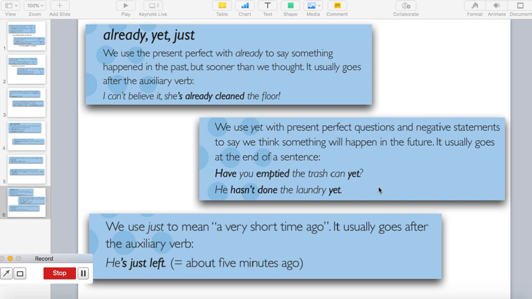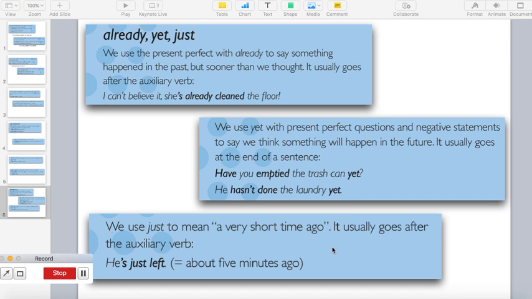Don't forget that. And finally, we have the word just. Do you remember the meaning of the word just? It is like "justo ahora," in this context, in this grammar. So, look at the information. We use just to mean a very short time ago. It is like "acaba de pasar." Just this moment, just 2 seconds ago.